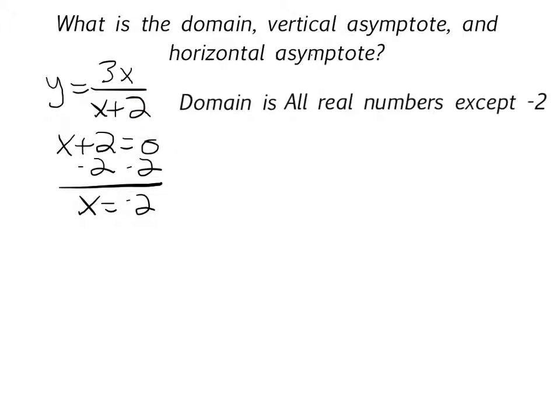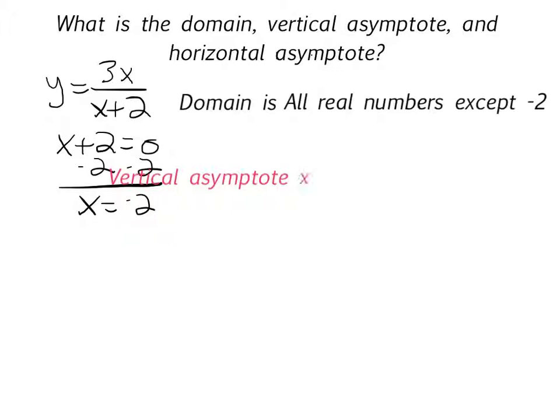Now we're going to be looking at the vertical asymptote. And the vertical asymptote on this one, we're dealing with our x values. What can x be? And x would be anything we decided except for negative 2. So the vertical asymptote is going to be this line where it gets really close to but never touches. And it never touches x equals negative 2.